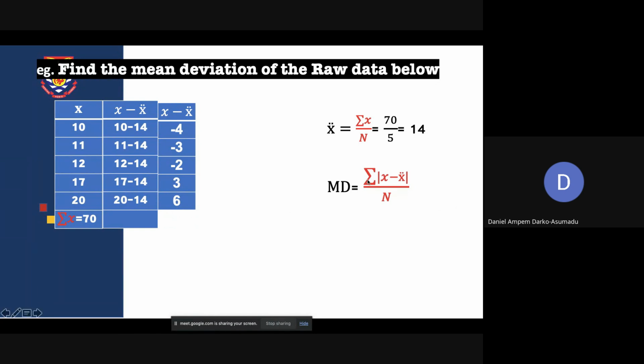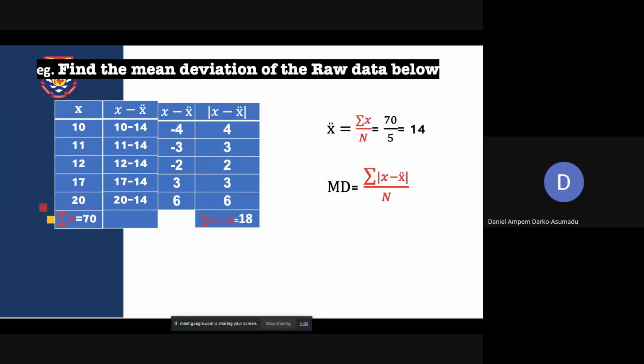It doesn't end there. After you have subtracted it, introduce the bar. There are 2 bars. Why do you introduce those 2 bars? It means that anything negative turns positive. That is what the bars mean. So the next column is reintroducing the bars. Negative 4 becomes positive 4. Negative 3 becomes positive 3. Negative 2 becomes positive 2. 3 is 3, 6 is 6. Do you understand up to this level? Yes, sir.